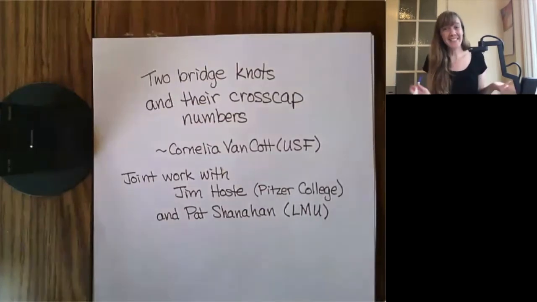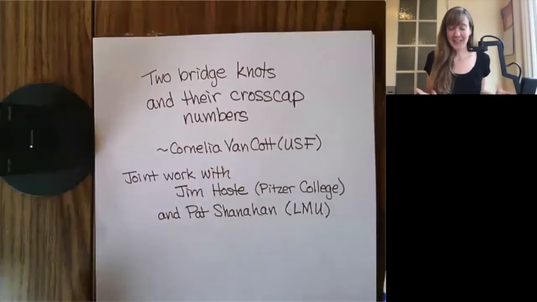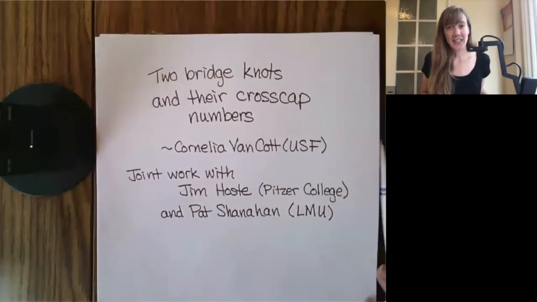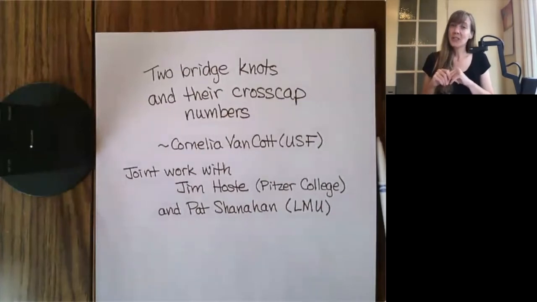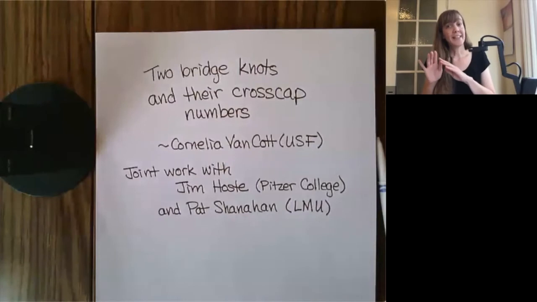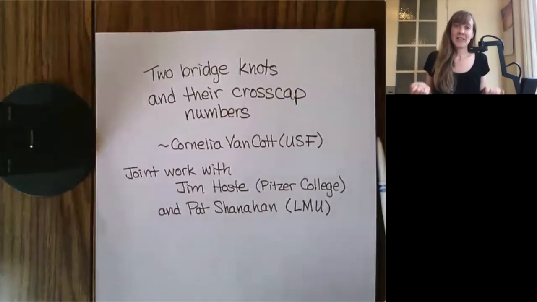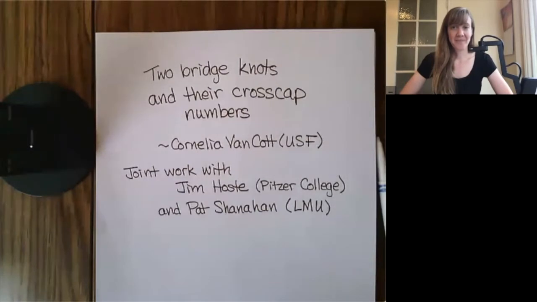Okay, I'm excited to talk about my joint work. It's a project with Pat Shanahan and Jim Hosty. And the big picture of what we're trying to do is as follows. We're going to take two knots, K and J. And our question will be, if K and J are related in some way that we'll say in a minute, how are their crosscap numbers related? And we'll answer that in the special case when K and J are both two bridge knots.